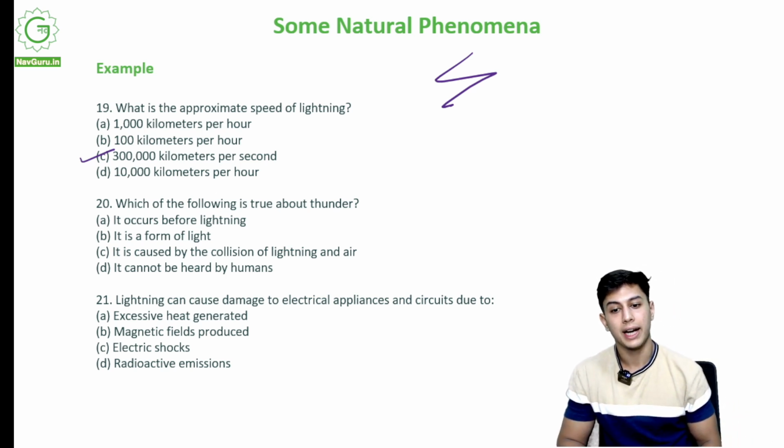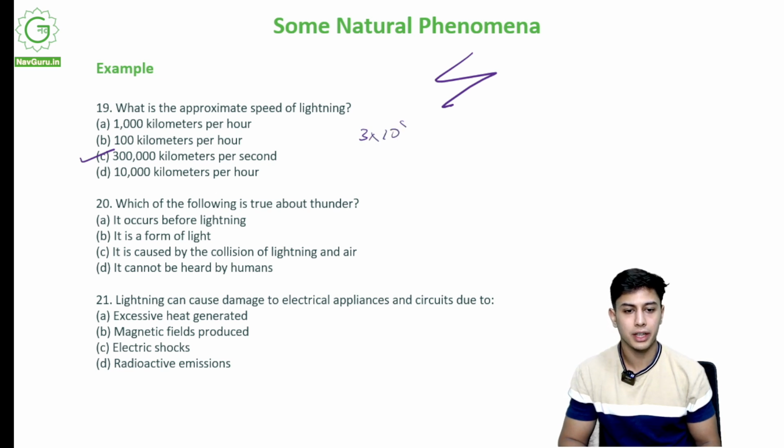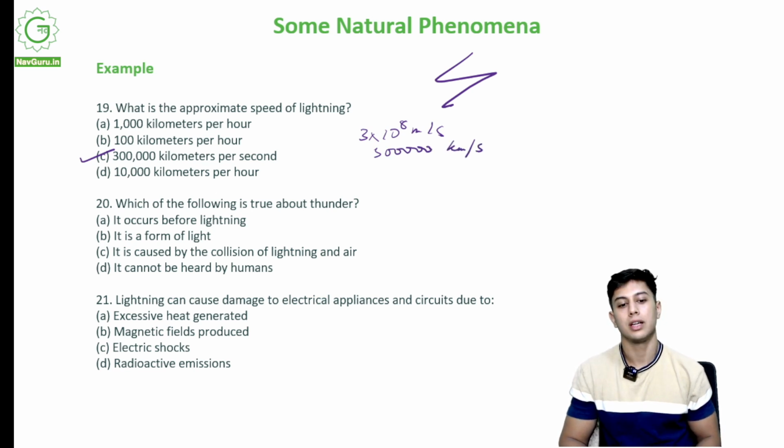Alright, the light in general, 3 into 10 to the power 8 meter per second. So that is 3 lakh kilometer per second. I converted this meter to kilometer.